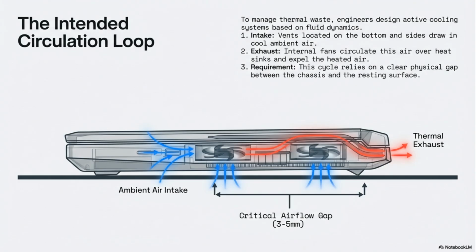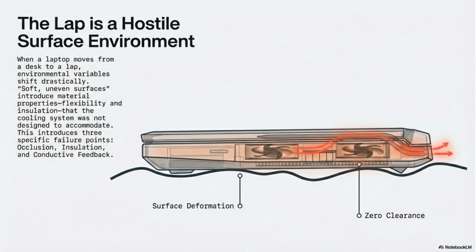Engineers design active cooling systems based on fluid dynamics to manage thermal waste. The intended circulation loop involves air intake through vents, circulation over heat sinks, and thermal exhaust. This requires a critical airflow gap between the chassis and the resting surface. The lap is a hostile surface environment.